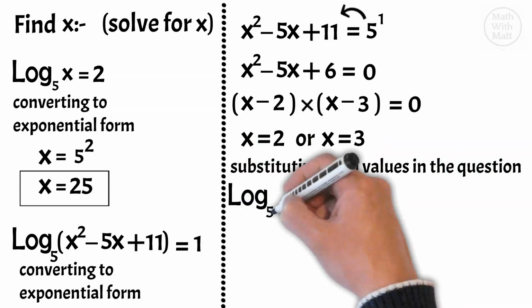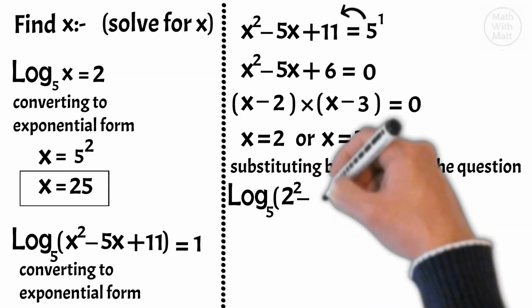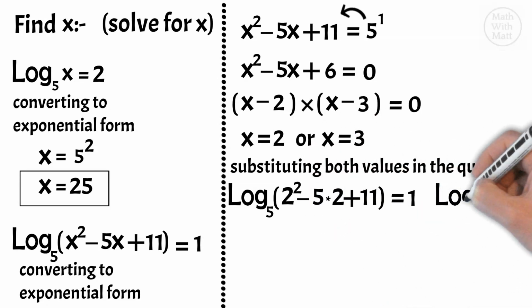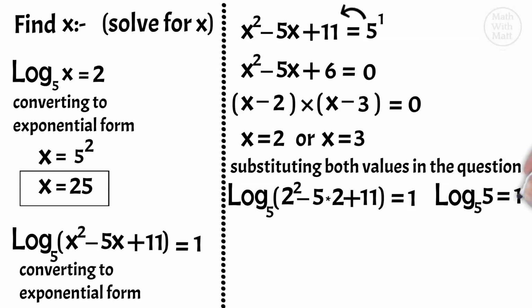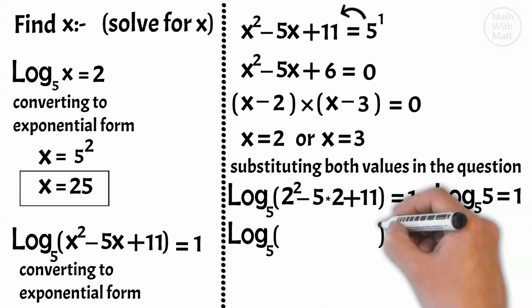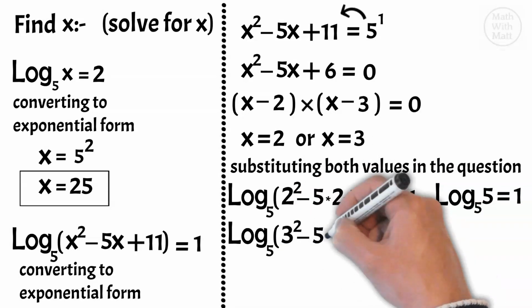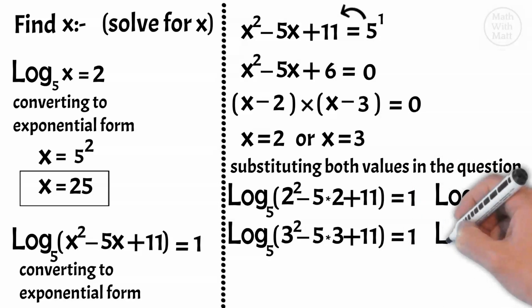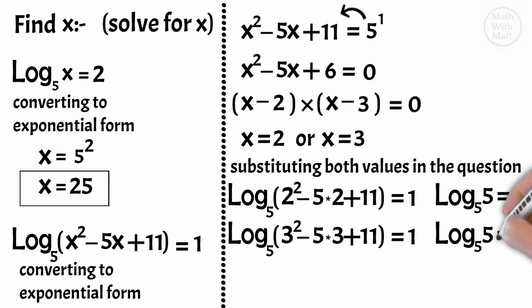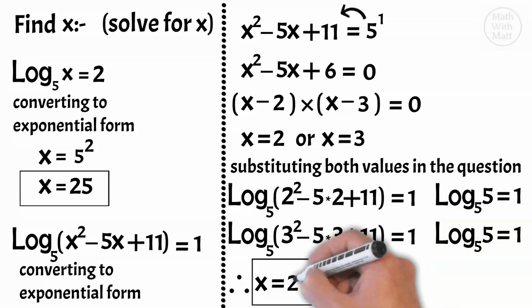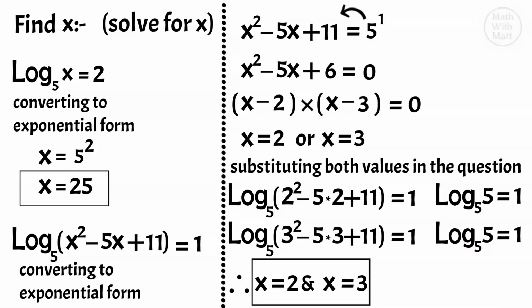For x equals 2, we get 2 squared minus 5 times 2 plus 11, which leads to log to base 5 of 5, which is 1, which totally satisfies the equation. And for x equals 3, we get 3 squared minus 5 times 3 plus 11, which also leads to log to base 5 of 5, and that also satisfies the equation. Hence both x equals 2 and x equals 3 are the solutions for the given question.